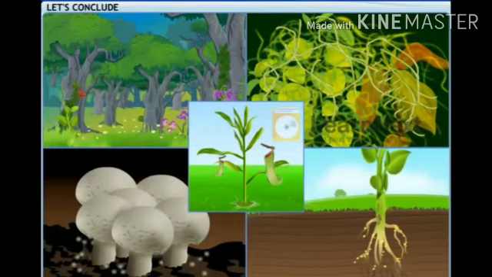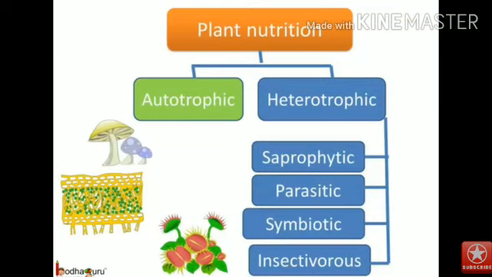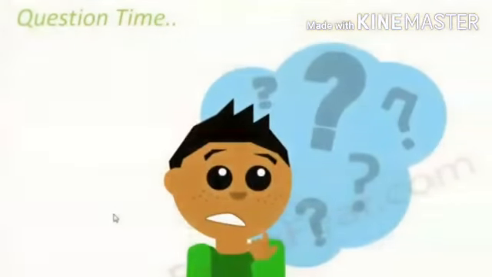So let us conclude this topic. We have discussed photosynthesis and the autotrophic and heterotrophic modes of nutrition. In the heterotrophic mode of nutrition, we have discussed saprophytic, parasitic, symbiotic, and insectivorous. Insectivorous plants are otherwise called carnivorous plants. So these are all the subdivisions.